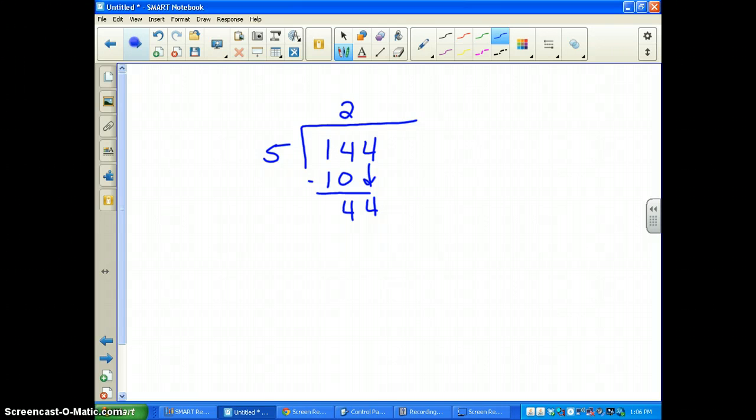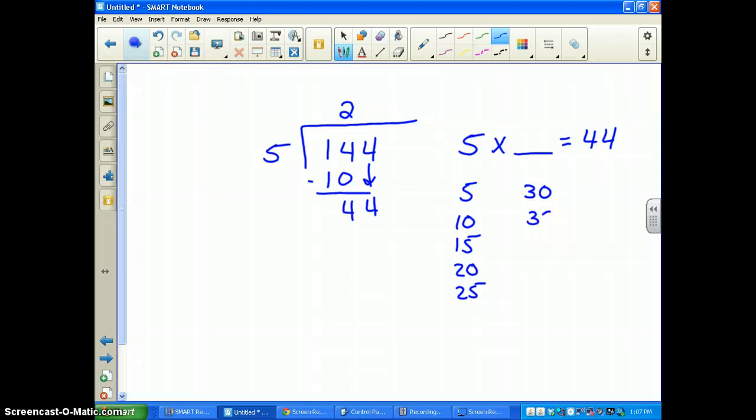Another way you might ask yourself is 5 times what is going to get us 44? You might say 5 times what equals 44. Well, you can just do the multiples of 5. You could go 5, 10, 15, 20, 25, 30, 35, 40, 45. We can stop at 45 because that number is bigger than this number here.